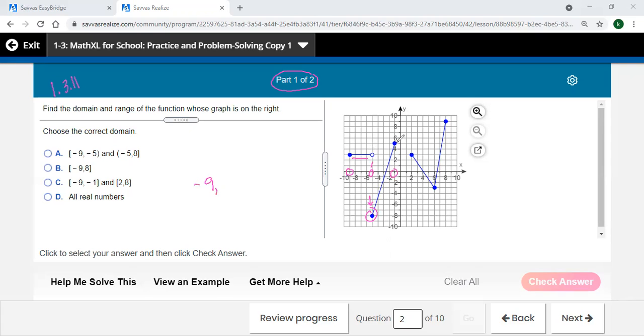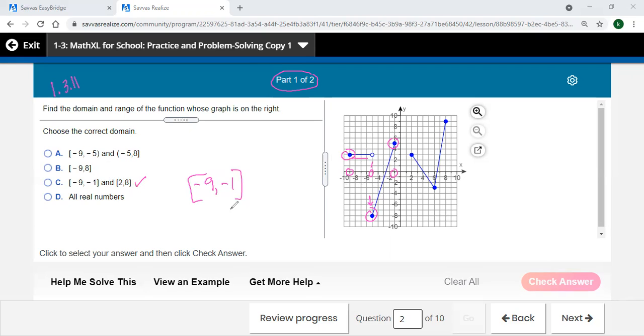So it started at -9. It was everywhere on the x for the domain up to this -1. They were filled in on the end point. So those are both square brackets for that piece over there. So from that part alone, it looks like it's probably C.